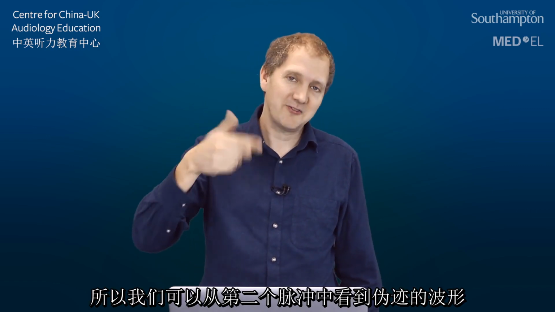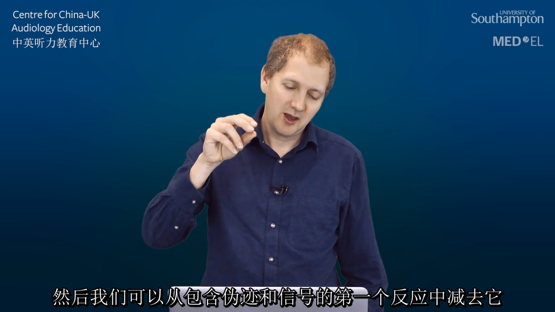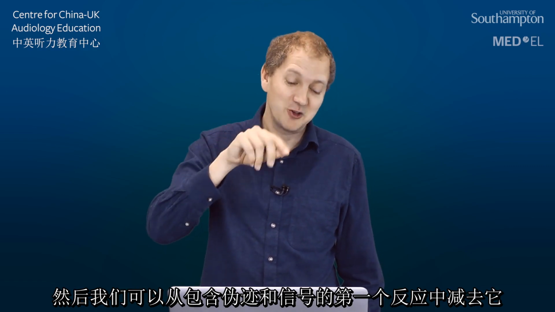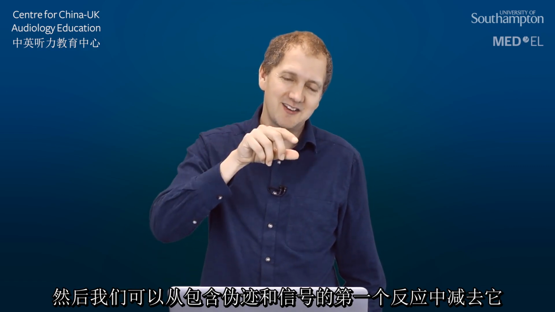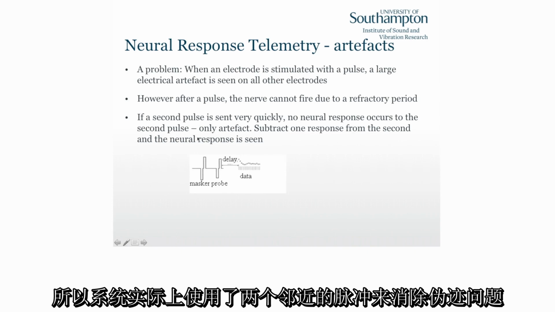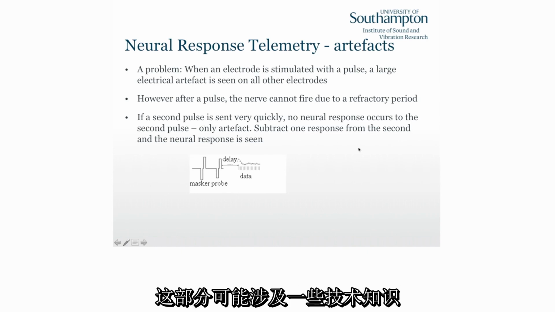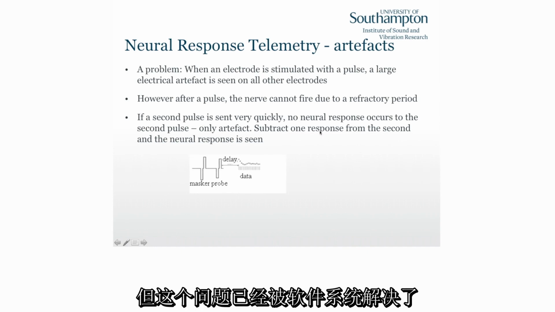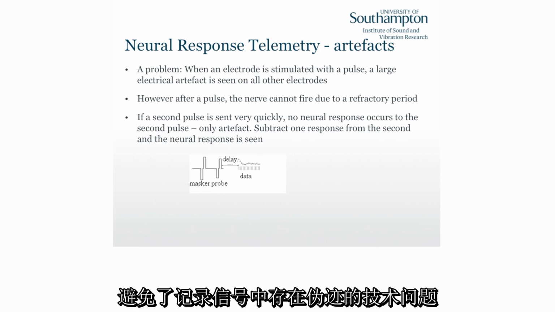So we can see what the artifact looks like from the second pulse, and we can subtract that from our first recording, which is where we get the artifact and the response. So what's actually done in the system is it uses two pulses close to each other in order to eliminate this artifact issue. It's possibly getting a bit technical already, but it gets around a technical problem of getting artifacts with these recordings.